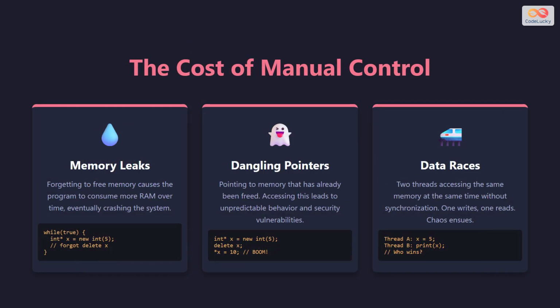That trust leads to three major catastrophes. First, memory leaks, where your program eats up more and more RAM until it crashes. Second, dangling pointers, accessing memory that doesn't exist anymore, which hackers love to exploit. And third, data races, where multiple parts of your code fight over the same memory, causing random, impossible-to-debug errors. These aren't just bugs, they are security vulnerabilities affecting everything from Windows to Chrome.